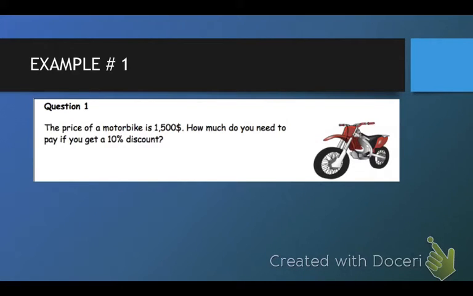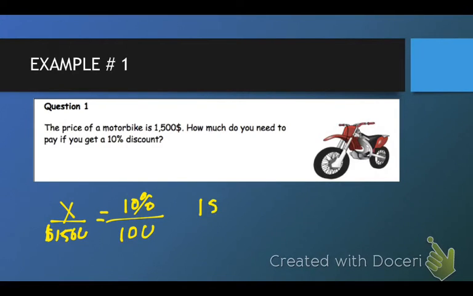So we're going to go ahead and do step number 1, which is set up the percent proportion. The total bill is the of, which we also call the base. That's the base price, the normal price that you would have to pay, which is $1,500. And we're going to get a discount of 10%, so 10% off, and we're going to do that over 100 like always. Let's figure out how much our discount is. You would simply do 1,500 times 10, which would give us 15,000. We're going to go ahead and divide that by 100, and we're going to get a discount of $150.